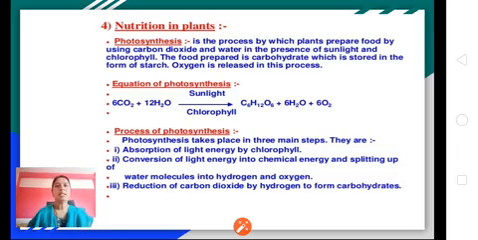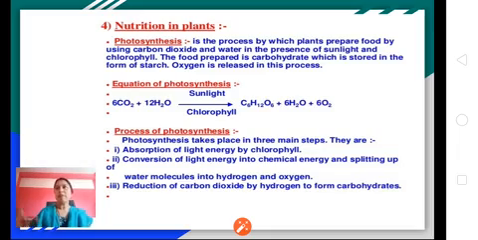You can once again see the equation given for photosynthesis. And what are the processes? We can just see the steps which occur in photosynthesis. Photosynthesis takes place in three main steps. The first is absorption of light energy by chlorophyll.